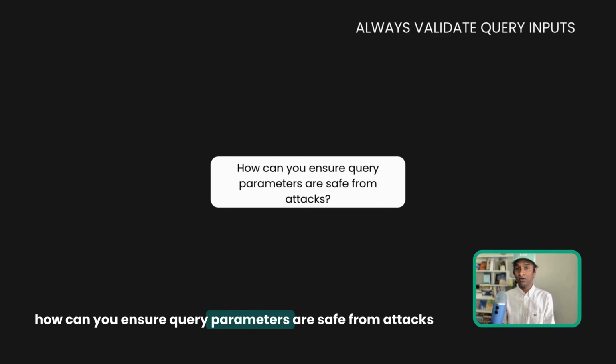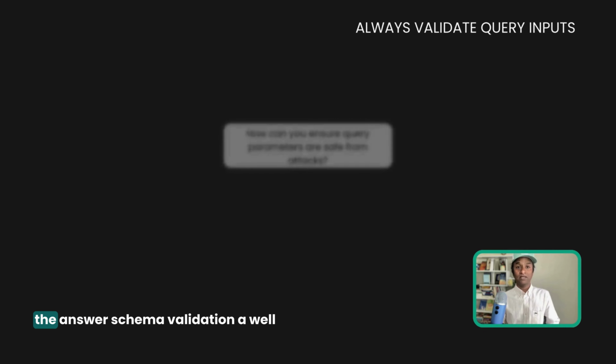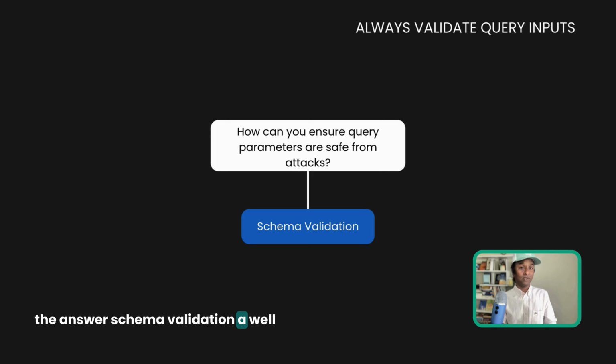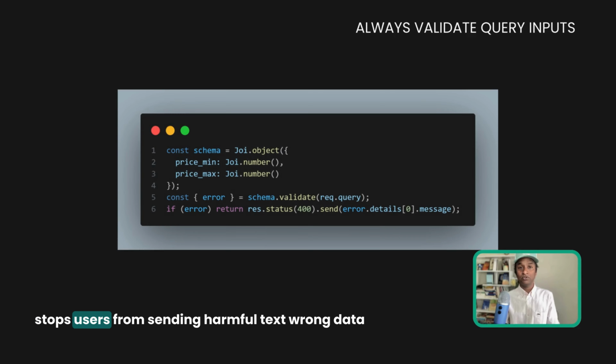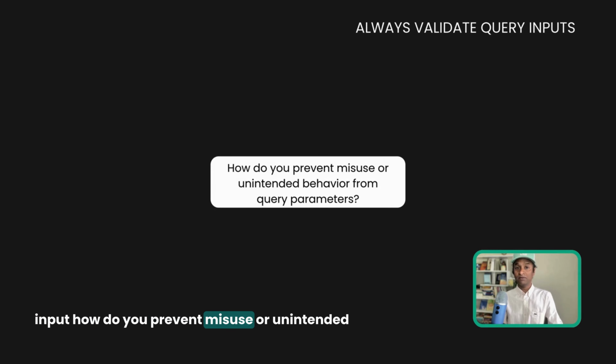How can you ensure query parameters are safe from attacks? The answer: schema validation. A well-defined schema tells your API exactly what it expects and rejects anything that doesn't match. This stops users from sending harmful text, wrong data types, or fields that don't belong, keeping your backend safe from bad input.